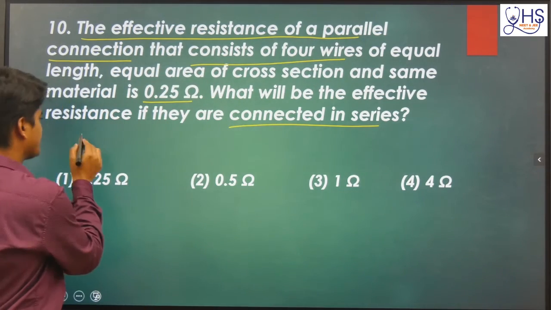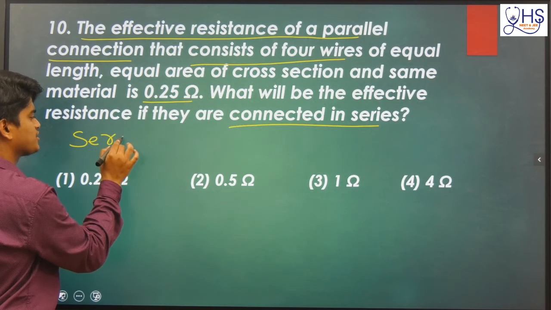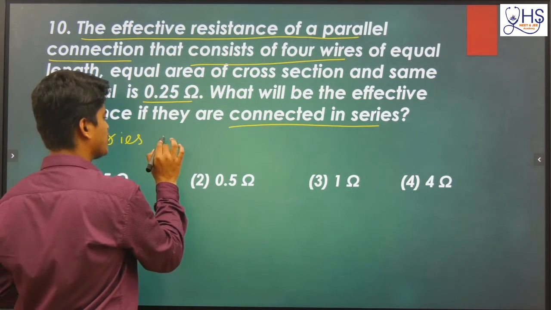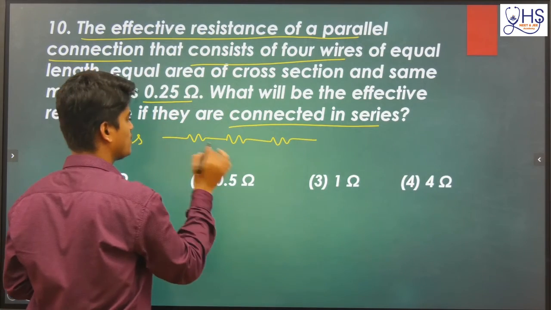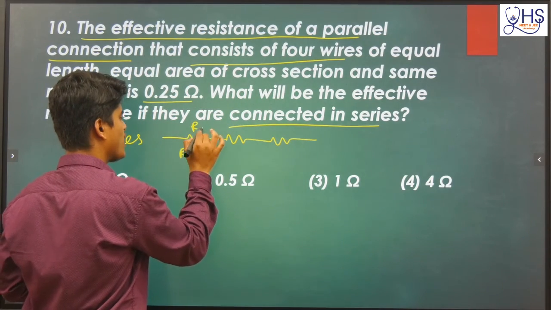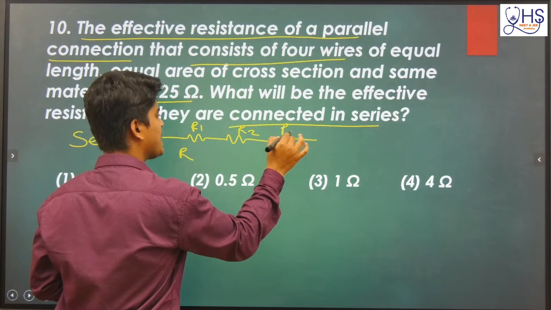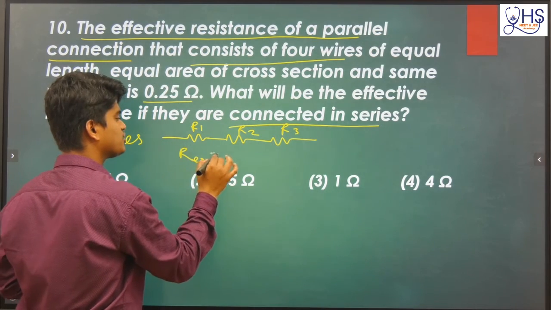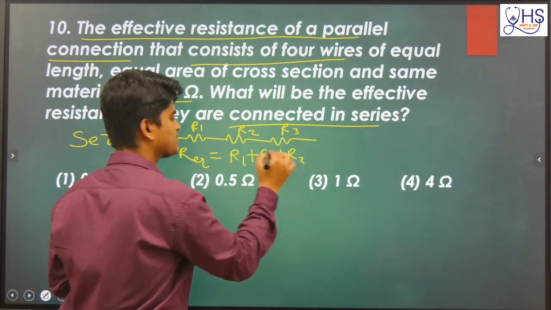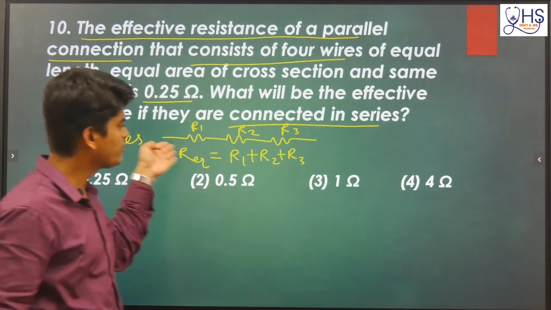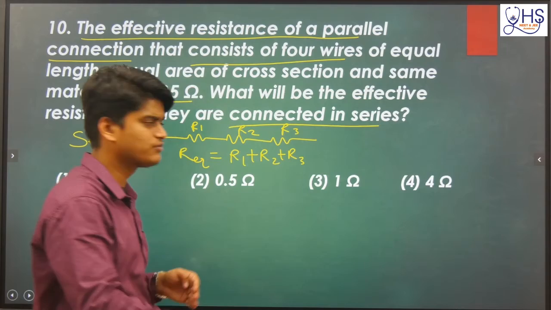So let me explain a little about what the series connection of resistors is. Now in a series connection, if 3 resistors are in series, suppose it is R1, R2, R3, then R equivalent is nothing but simple addition, R1 plus R2 plus R3. If 4 resistors are there, then you can add R1 plus R2 plus R3 plus R4.